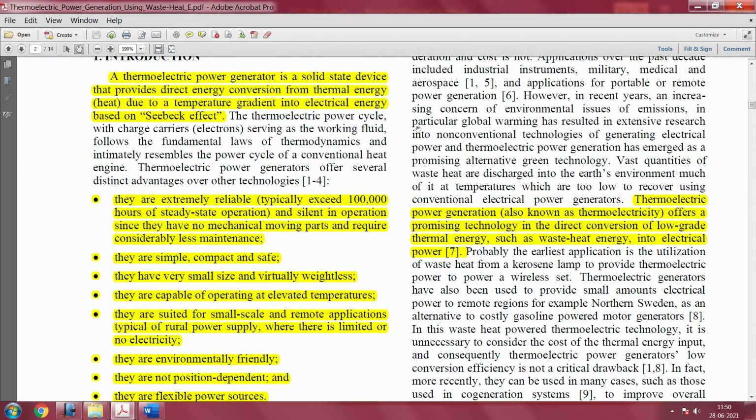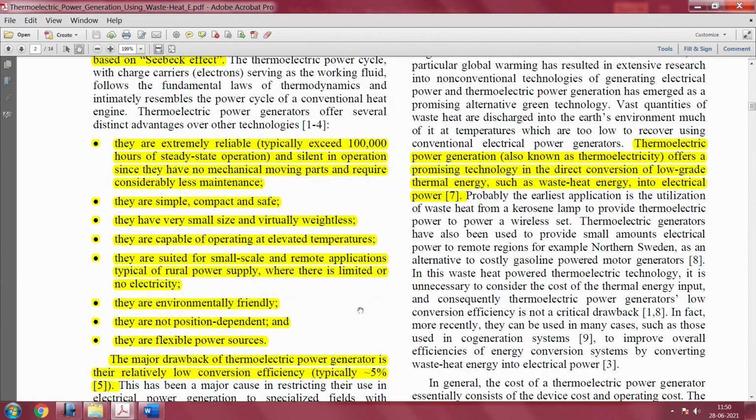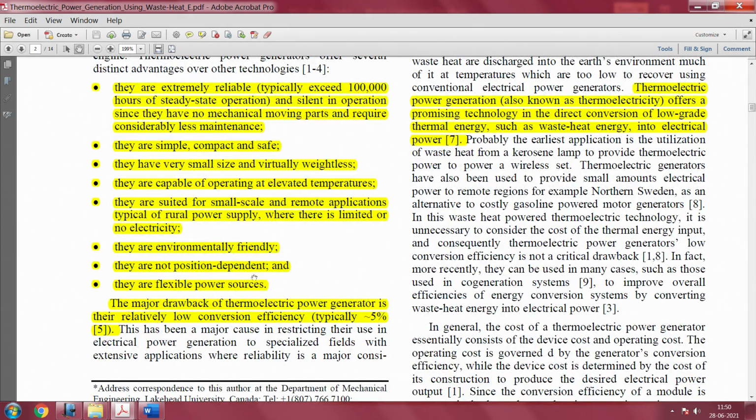It talks about a solid state device that provides direct energy conversion from thermal energy due to temperature gradient into electrical energy, which is based on Seebeck effect. They are reliable, they are simple and compact, they are very small size and virtually weightless, capable of operating at elevated temperatures, suited for small scale and remote applications, environment friendly. They are not dependent on any position, they are only dependent on the fact that there is a source for energy, which is essentially the temperature differential, and they are flexible power sources. The problem with these TEGs is low efficiency in conversion.